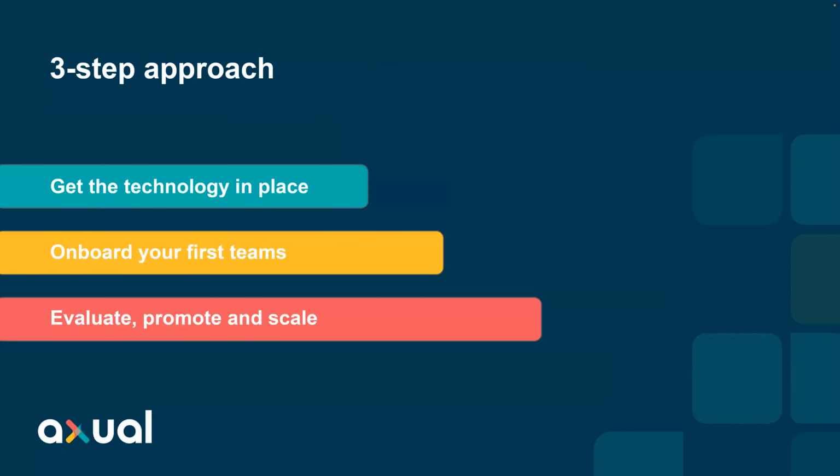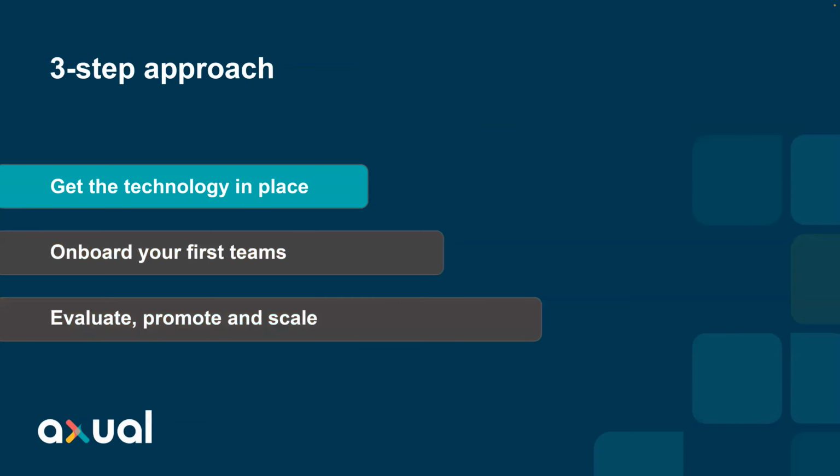We're going to discuss a three-step approach. First of all, get the technology in place. What kinds of technologies do you need to put in place? What does that look like? Then onboard your first teams. And finally, evaluate what you've built with your first use cases, promote and scale in the rest of the organization.